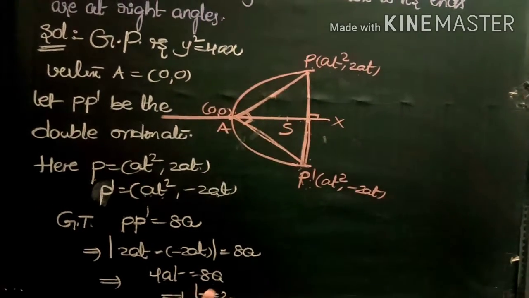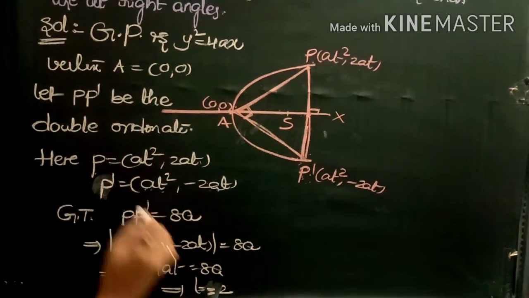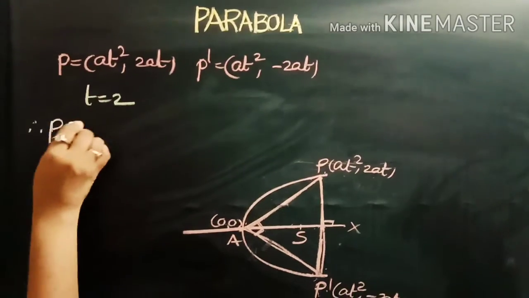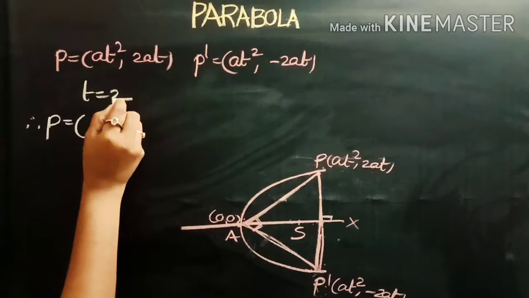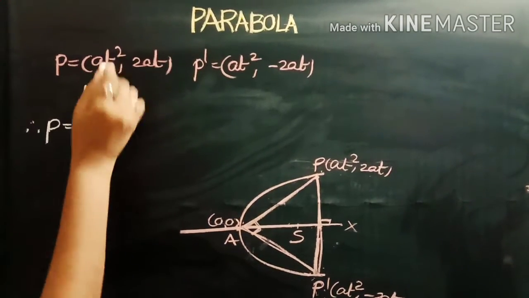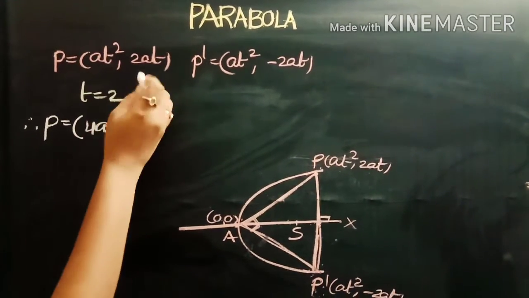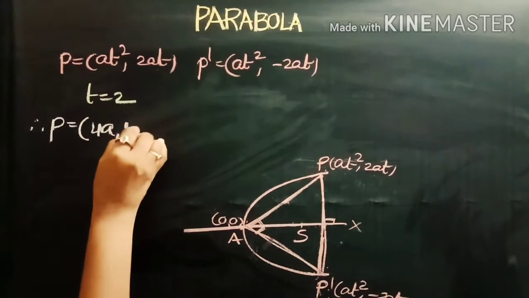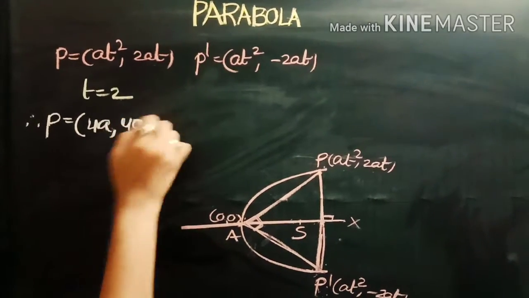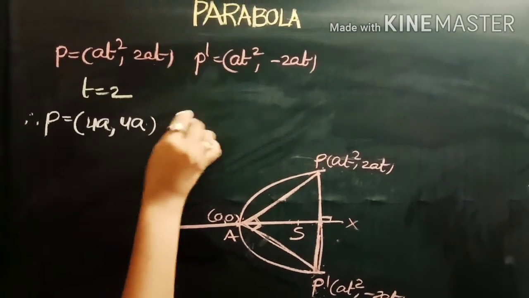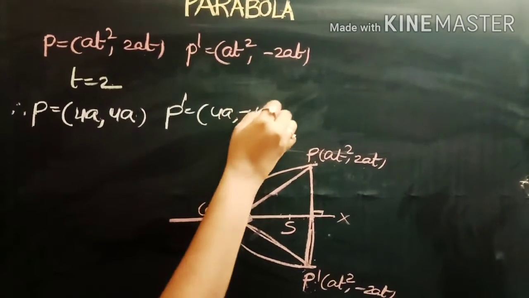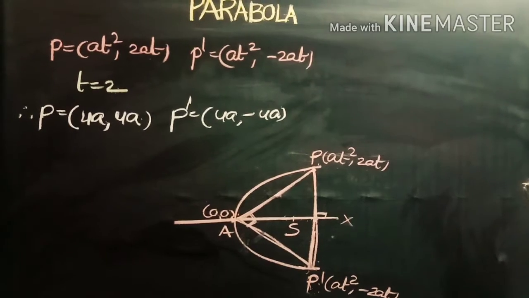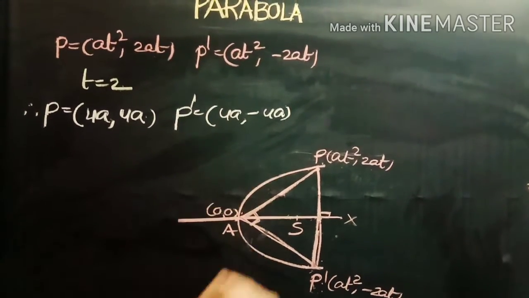Now we replace this t is equal to 2 value in the points P and P dash. The first point is at square, that is a into 2 square, 4a, and 2at, that is 2 into a into 2, 4a. The second point P dash is (at square, minus 2at), that is (4a, minus 4a). Now next we find the slopes of AP and AP dash.